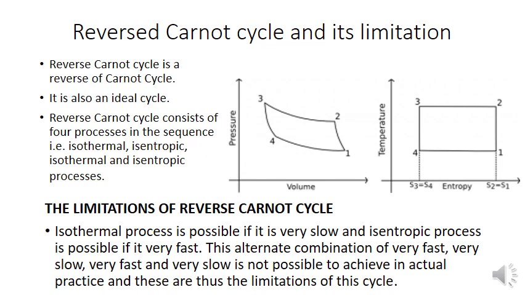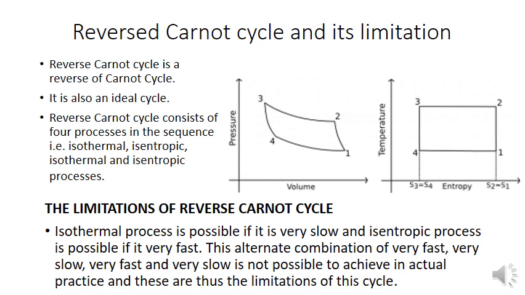First, we start with the reverse Carnot cycle. The reverse Carnot cycle is the ideal cycle, and it is the reverse of the standard Carnot cycle. It consists of four processes, two isothermal and two isentropic, which is visible in the pressure-volume and temperature-entropy diagrams. In the pressure-volume diagram, it starts from point 1: 1 to 2 is compression, 2 to 3 is condensation, 3 to 4 is expansion, and 4 to 1 is evaporation. Entropy is constant, so 1 to 2 and 3 to 4 are isentropic processes, and 2 to 3 and 4 to 1 are isothermal processes.